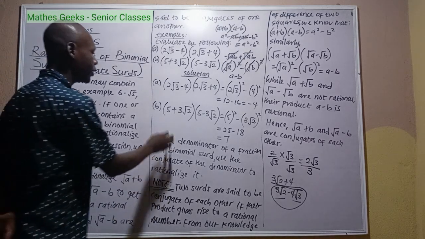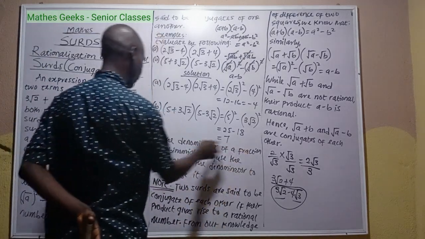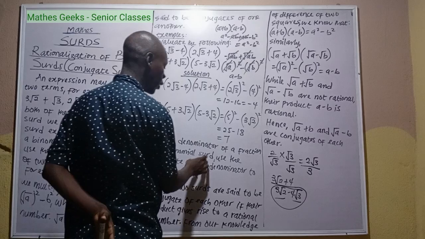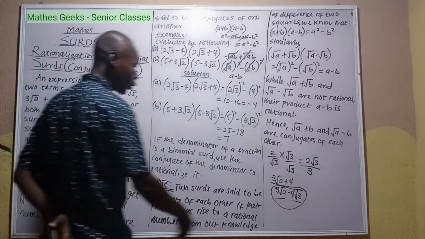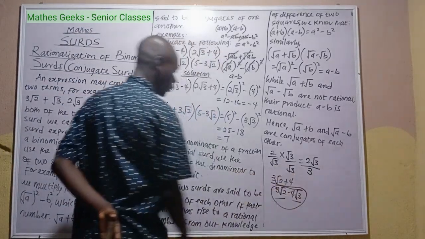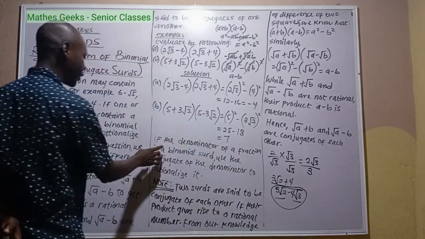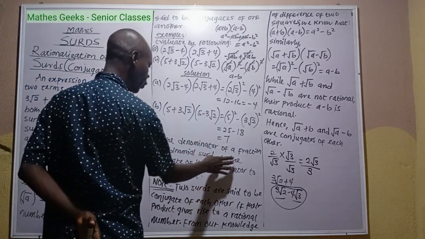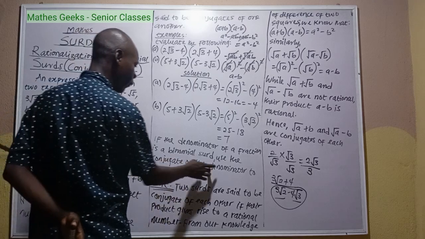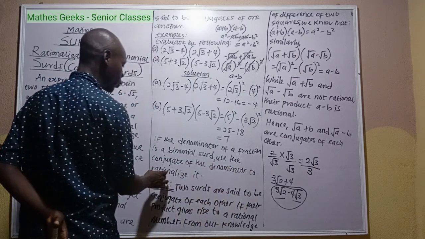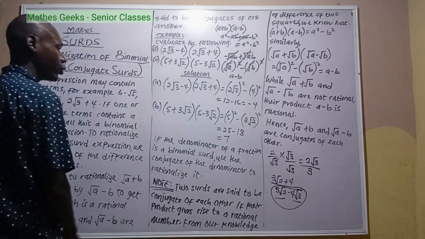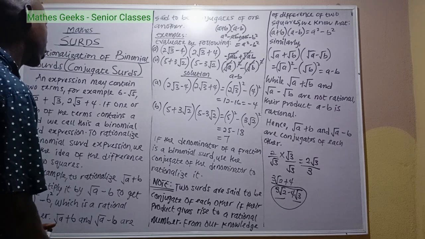So if the denominator of a fraction is a binomial surd, always take note, it's not the numerator, it's the denominator we're always looking at. So if the denominator of a fraction is a binomial surd, use the conjugate of the denominator to rationalize it.